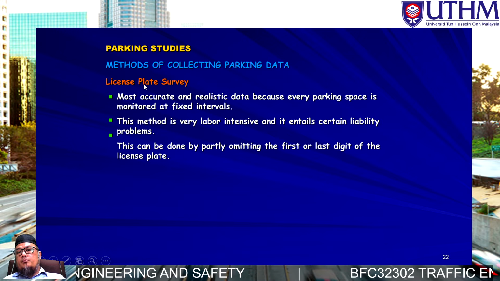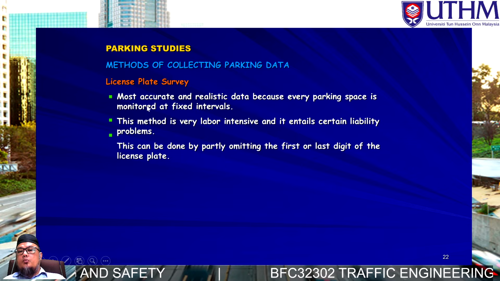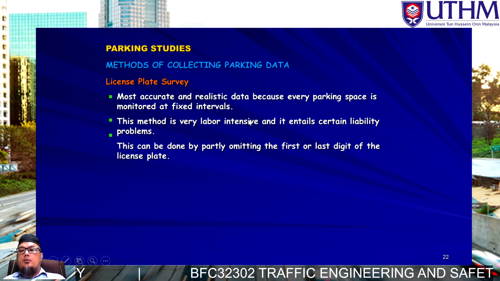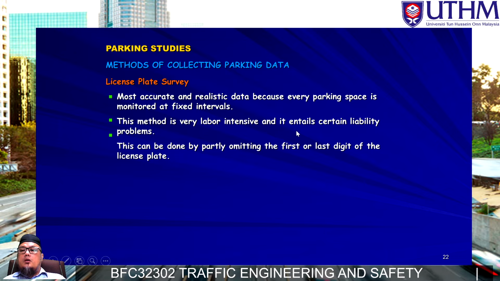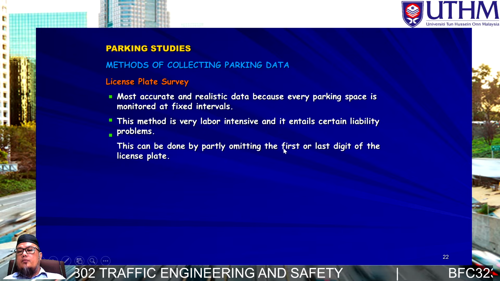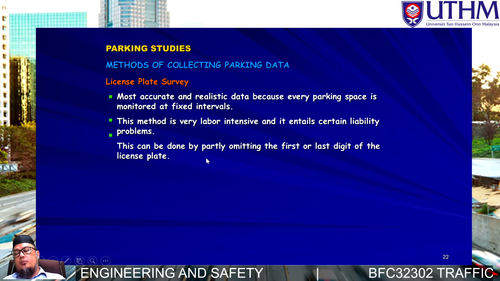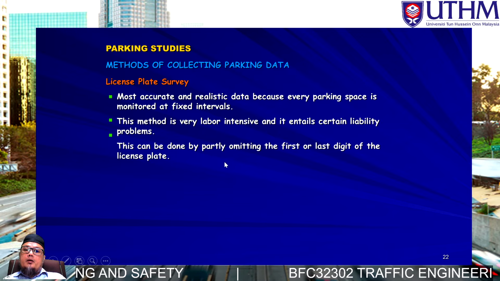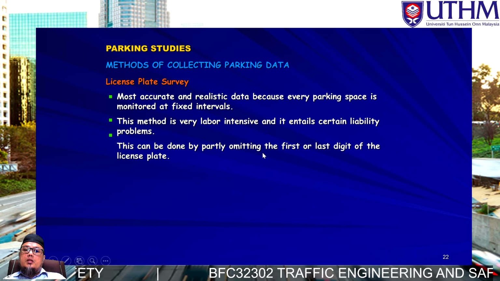So we call it license plate surveys. It gives the most accurate and realistic data because every parking space is monitored at fixed intervals for specific vehicles. This method is very labor intensive. We need some manpower, more than 1, 3, up to 10 people. It can be done partly by omitting the first or last digit of the plate, because sometimes we have a series of license plate numbers. So we just omit the 4-digit numbers. Maybe we can use the other 2 or 3 last digits.